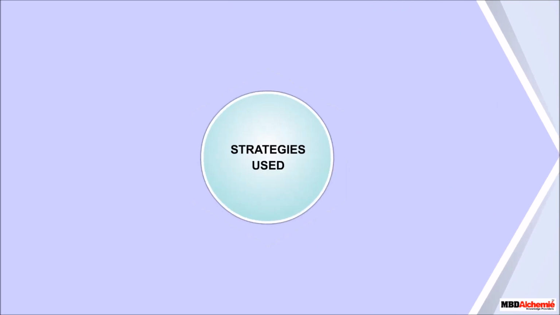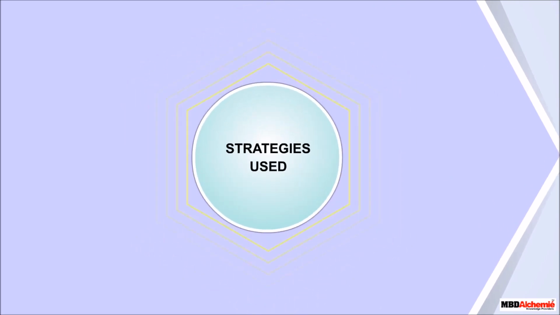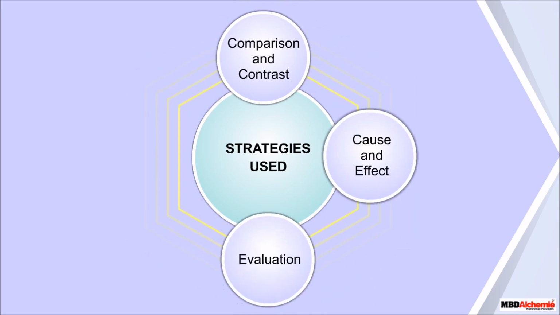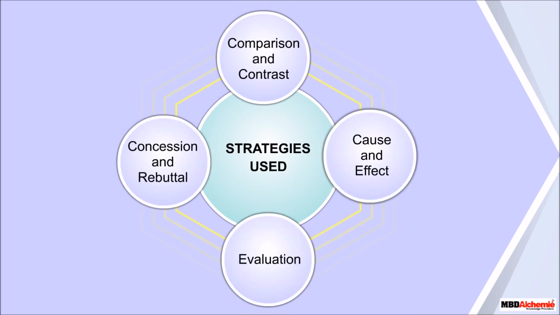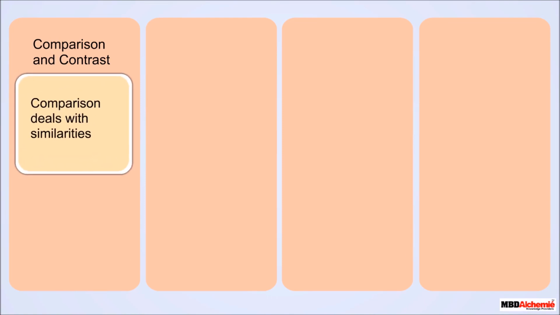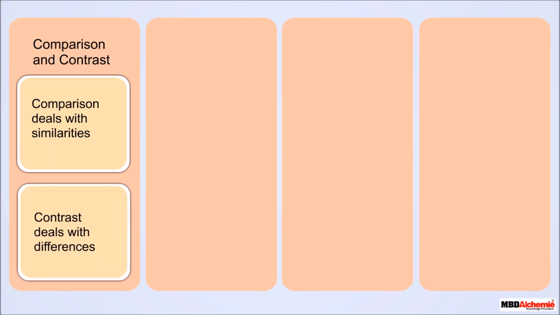Argumentative writing may make use of several strategies. Some of these are comparison and contrast, cause and effect, evaluation, and concession and rebuttal. Now let us look at these strategies in detail. Comparison and contrast are two of the most frequently used strategies for making a point in argumentative writing. Comparison deals with similarities between two things, while contrast deals with differences.